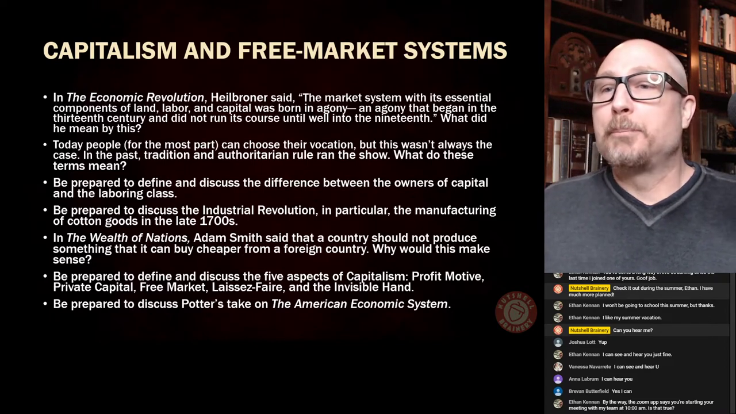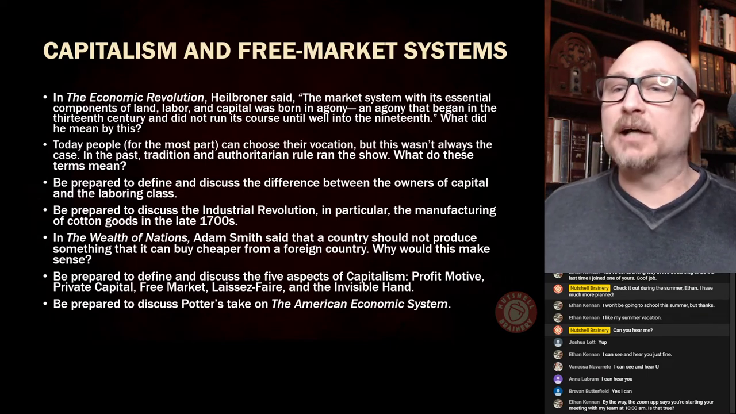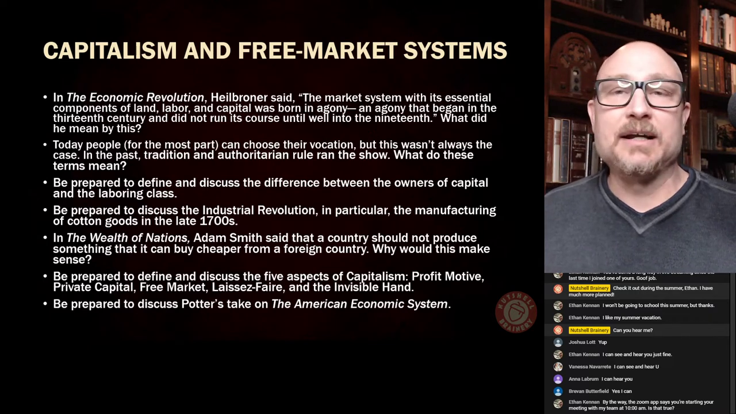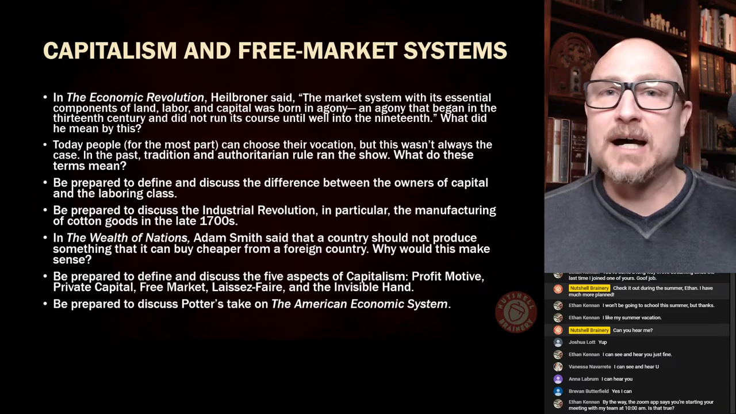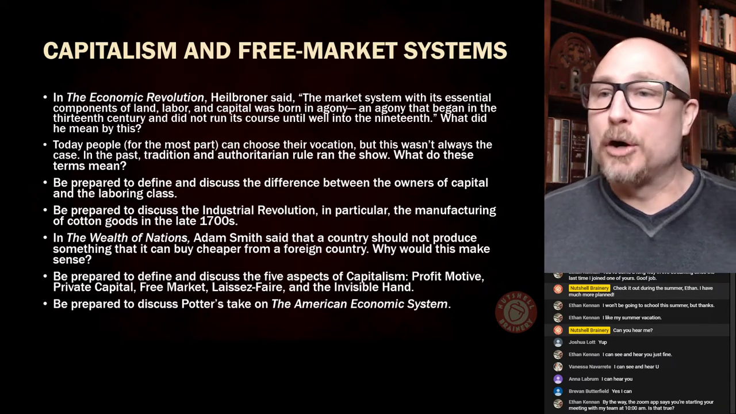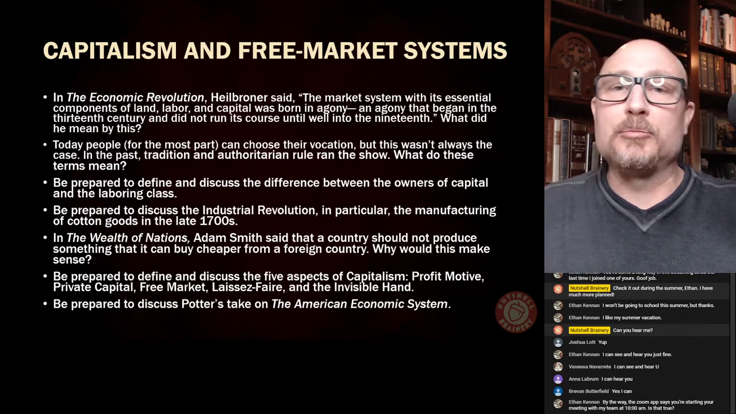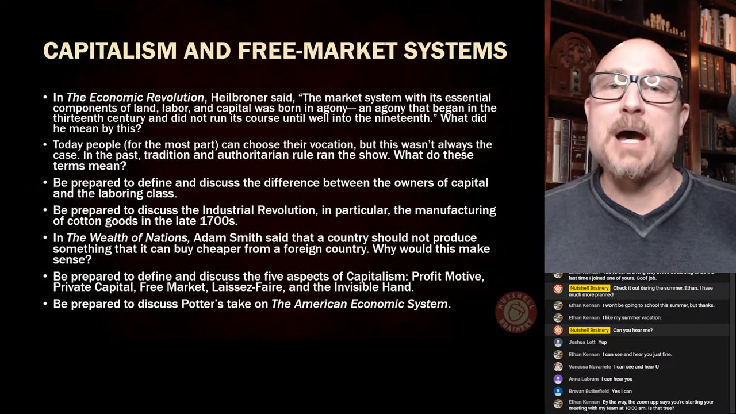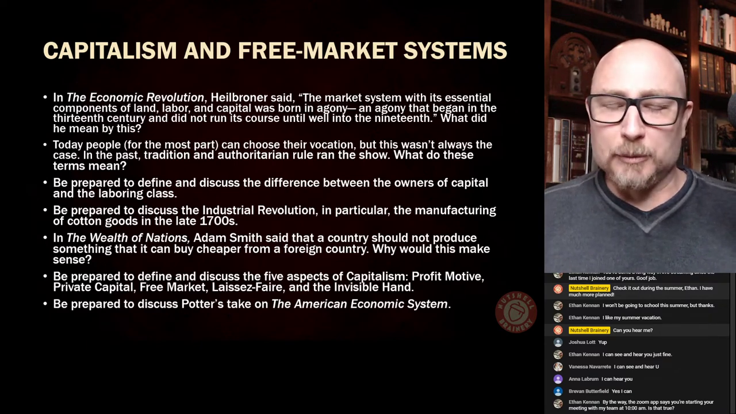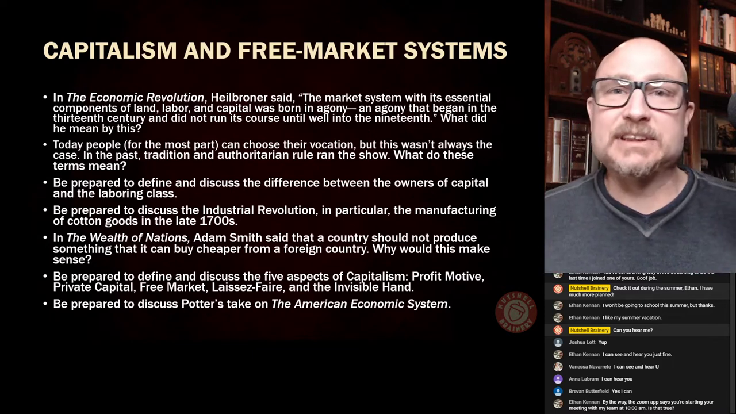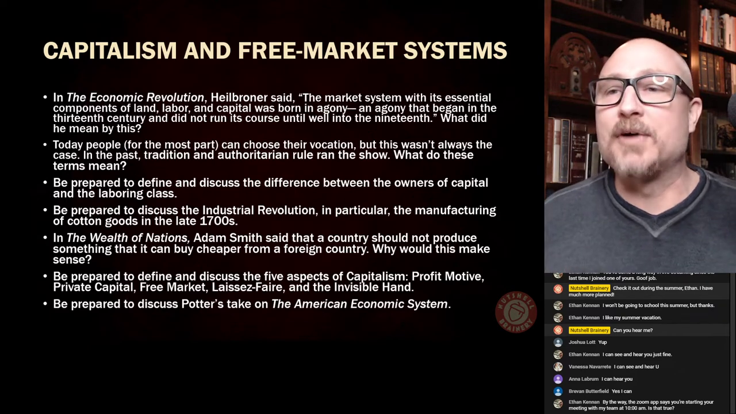Okay, be prepared to discuss the Industrial Revolution, in particular the manufacturing of cotton in the 1700s. Just refer back to the assignment that you did on mill times and make a note that, yes, the Industrial Revolution brought in cities, and they built mills and they were concerned about power, and they brought together people to have economies of scale and so forth. So long as you just remember those things, you'll be fine.